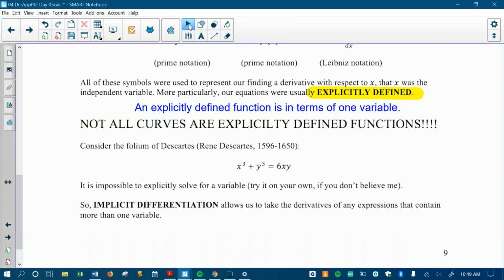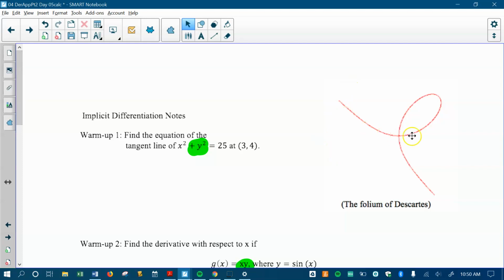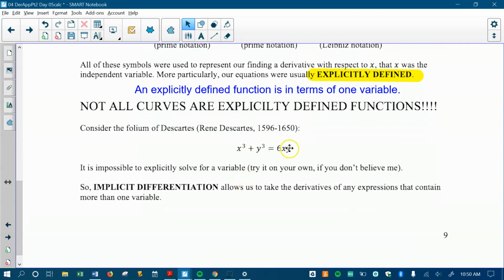However, if you want to actually make calculus applicable, you'll soon realize that not everything is a nice parabola or a square root function. Sometimes we have functions that are curves. A prime example of that is the folium of Descartes. The folium of Descartes is this nice ribbon-looking shape. This curve has an actual equation, and the equation for that is going to be x cubed plus y cubed equals 6xy.